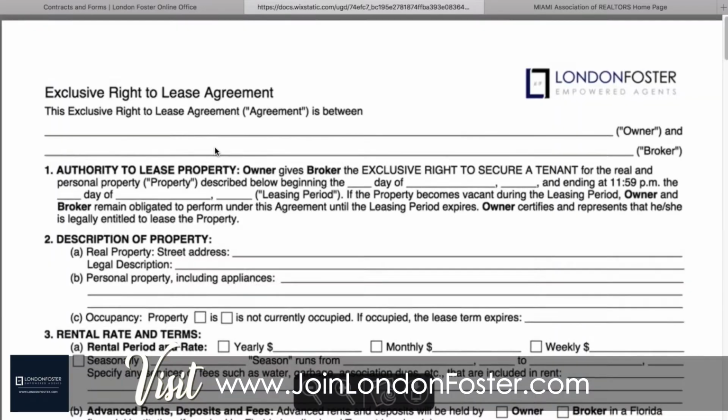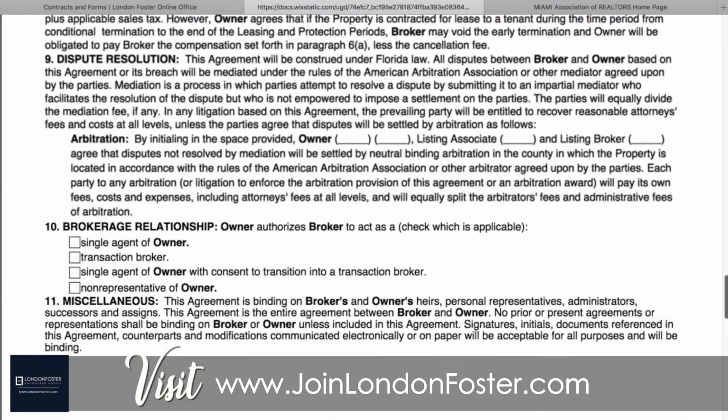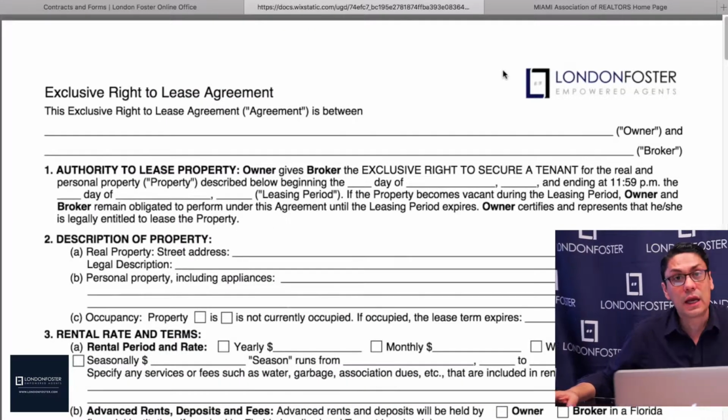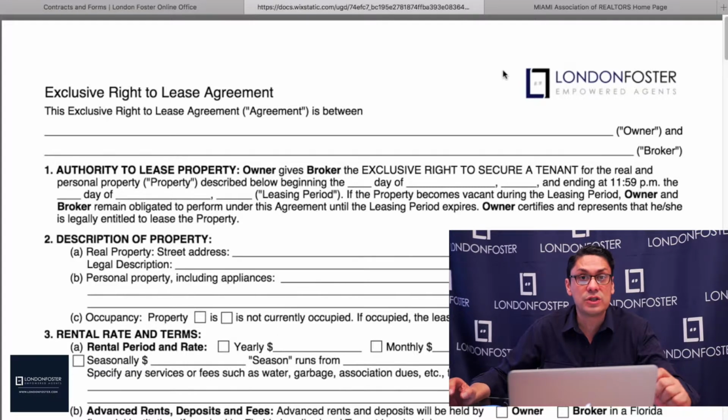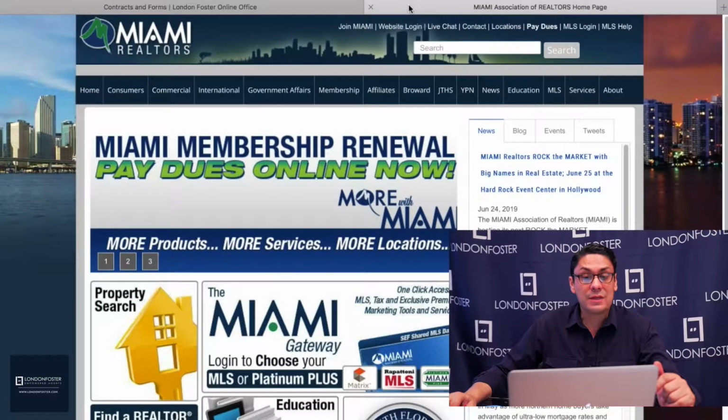Within this contract, we are going to review all the sections of the contract and, more importantly, how to fill it out the most efficiently and easiest way. So we're going to move out of this contract, out of the londonfoster.net section, and I'm going to take you into the Miami Association of Realtors.